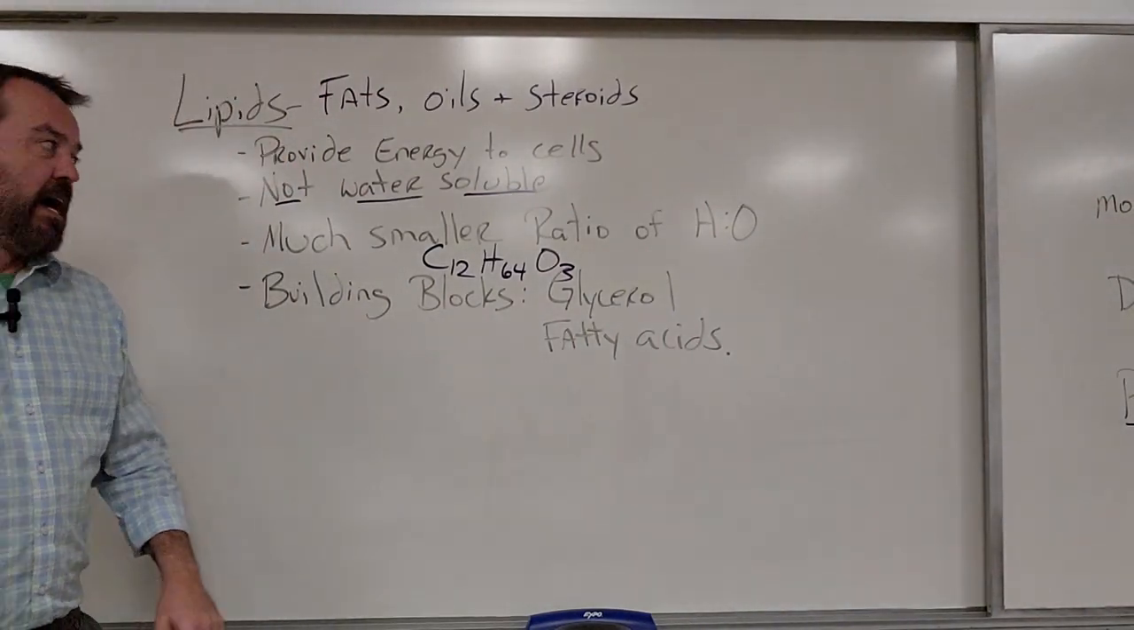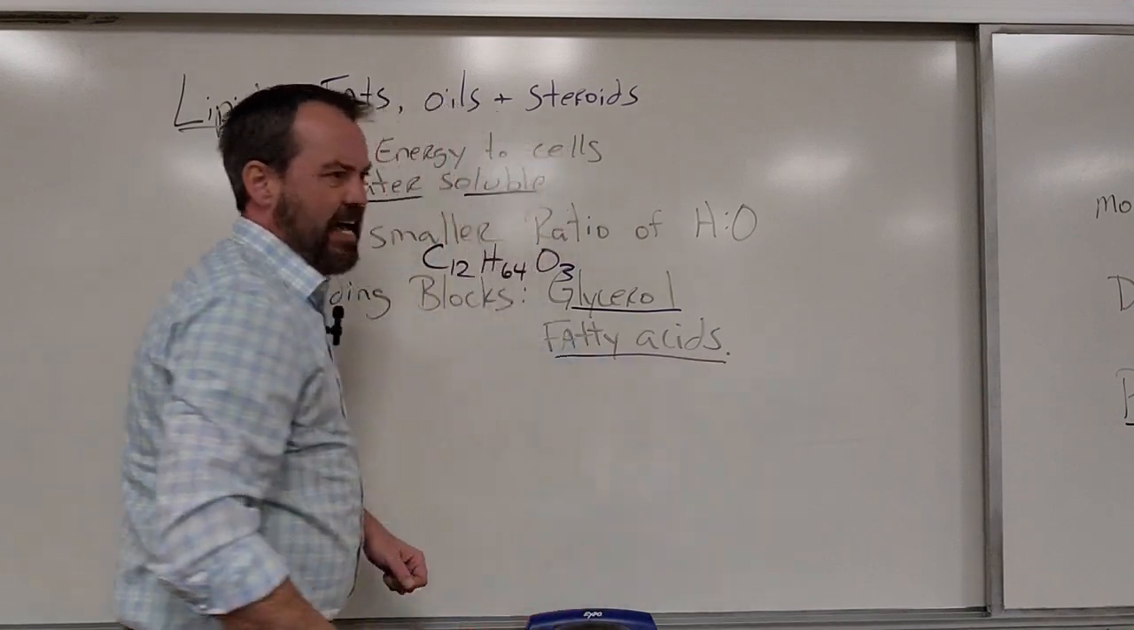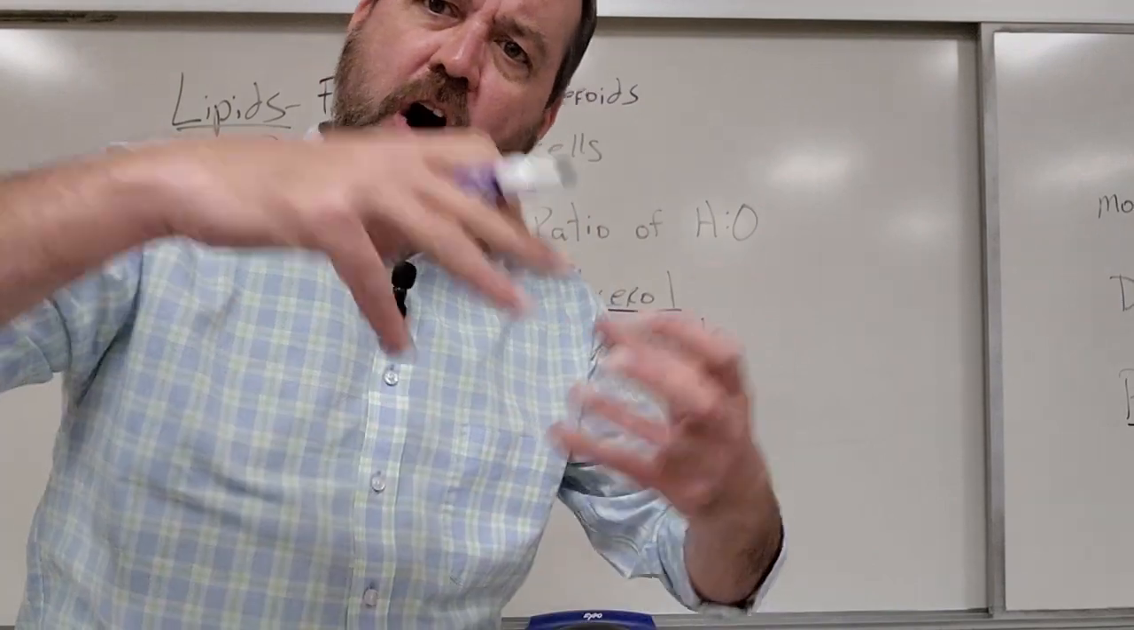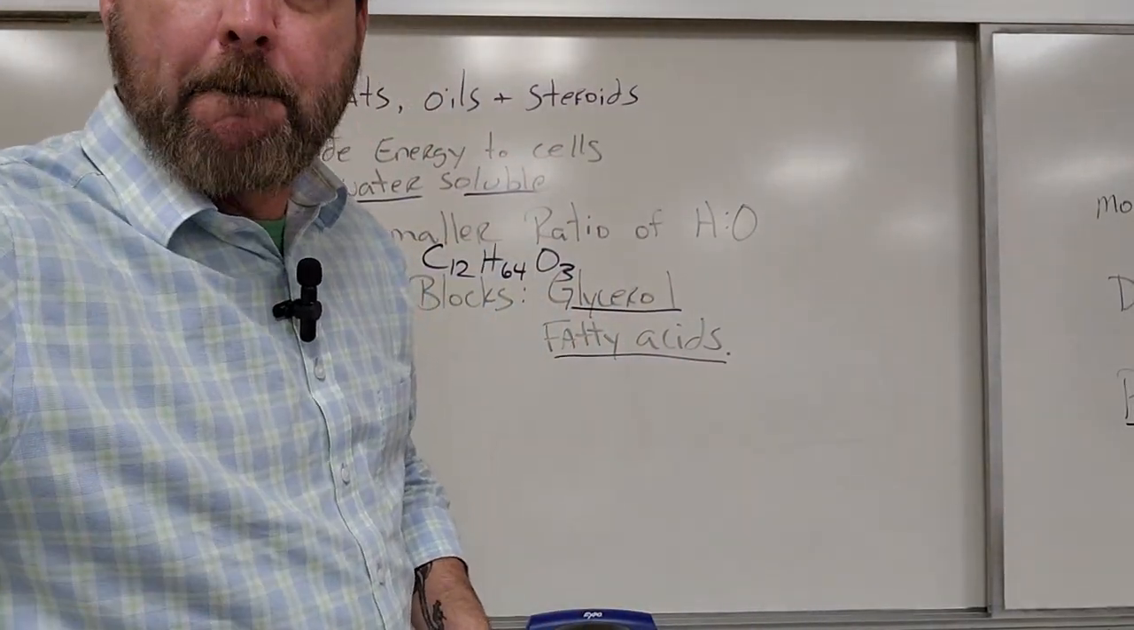Now we have 2 building blocks. We've got glycerol and fatty acids. Glycerol and fatty acids. So we're going to use these components to build all of these more complicated lipids that we're about to talk about. All right, so we just said that glycerol and fatty acids were the building blocks for all of our lipids. So let's take a little closer look at the fatty acids here real quick.